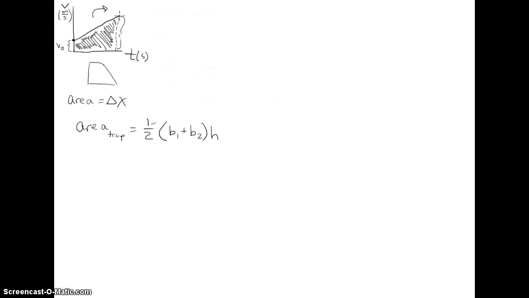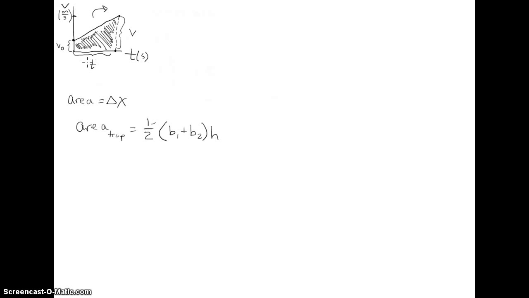And for this point right here, we want to know this distance from the t-axis all the way up to whatever our velocity was at the end. What variable do we use for that? V. So from here to here is v for our final velocity, or the velocity at time t, and this is v naught. So there's our base 1 and base 2, and then the height, which is this side here, is going to be our time, however much time the object moves for.